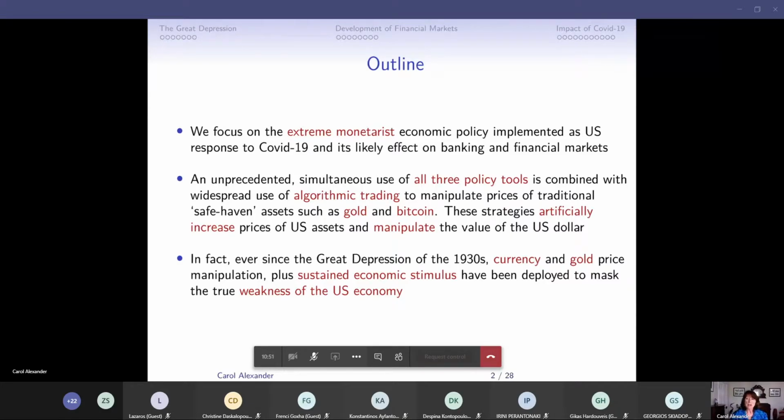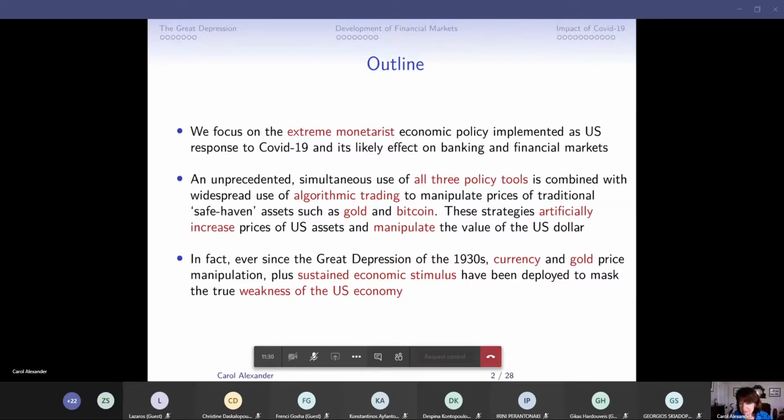This is being combined with new tools that we'll be talking about, and the widespread use of algorithmic trading by large institutions, hedge funds, and so forth, that are manipulating the prices of safe haven assets such as gold and Bitcoin, so that there's no alternative but US assets. If you want to get a return, these assets are increasing in price, bonds, equities, whatever, in a very dislocated fashion relative to what's actually happening in the US economy.